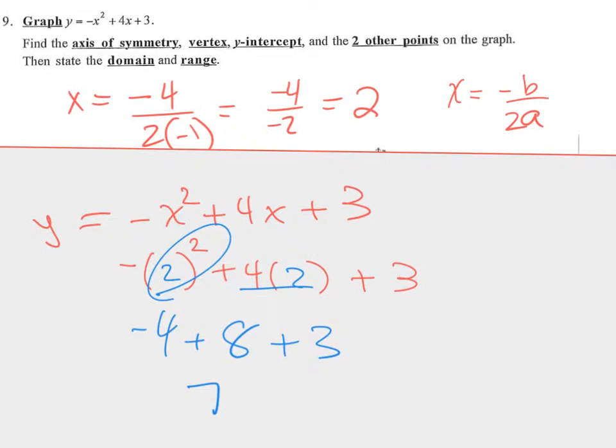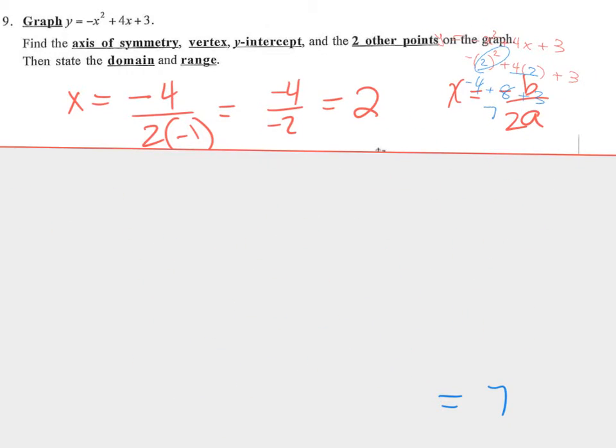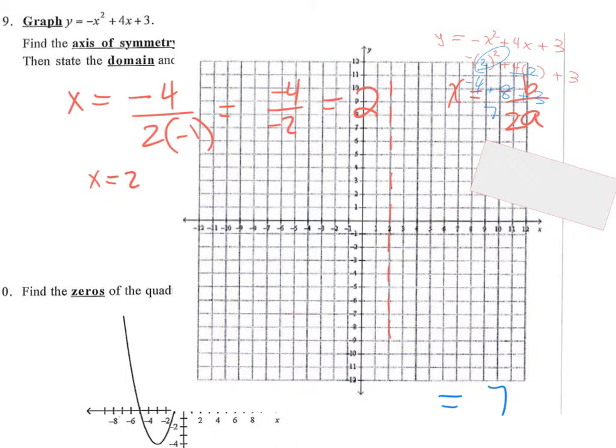7. So what is the vertex? Oh, we got that. In this case, -4 plus 8 is 4, plus 3 is 7. We got that y is equal to 7. Correct? Yeah. That means that my vertex is (2, 7), because if my x value is 2, then my y value is 7.